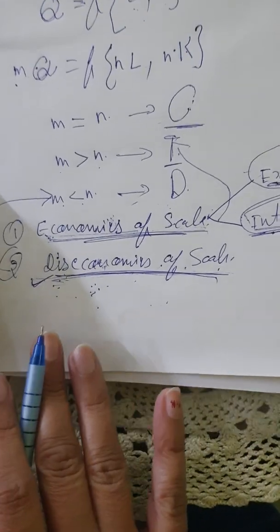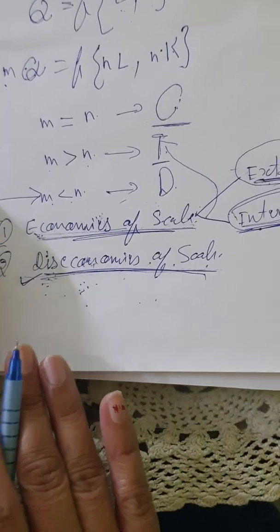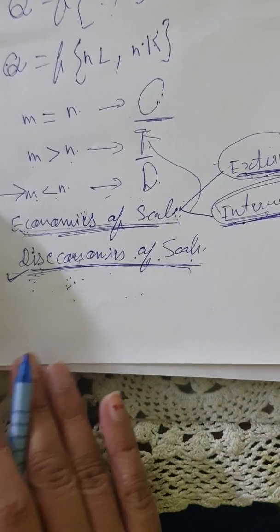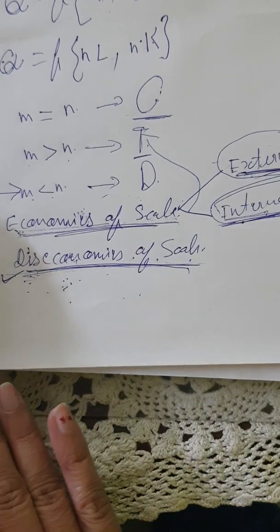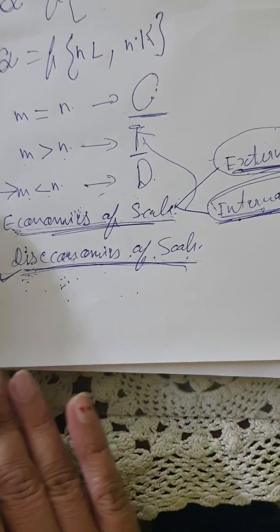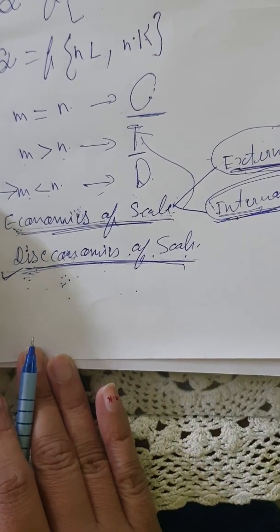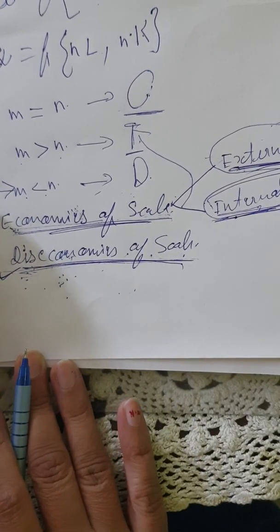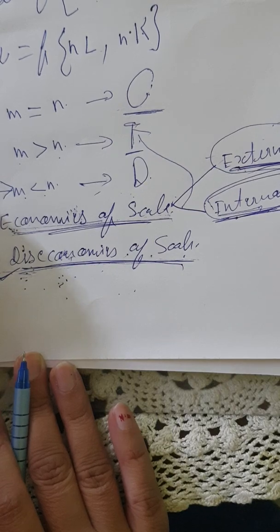So it is all about the long run. In the long run, we talk about returns to scale, because our increasing, decreasing or constant returns are happening because of producing on different scales. So that's why it is called returns to scale. So we use this term in the long run.